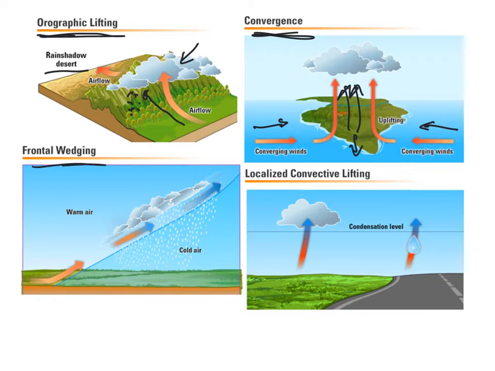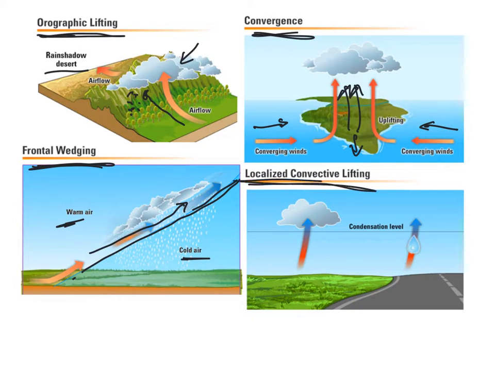We have frontal wedging occurring here, and notice we have cold air here and warm air here. As the warm air is blowing towards the cold air, there's this density line here, this pycnocline, like we talked about with the oceans a little bit. So we have a denser cold air and a less dense warm air. That warm air is going to blow right up the edge of this cold air, and we're going to get this lifting, and that's going to cause condensation and ultimately precipitation. We'll talk more about this when we talk about fronts a little later on in this term.